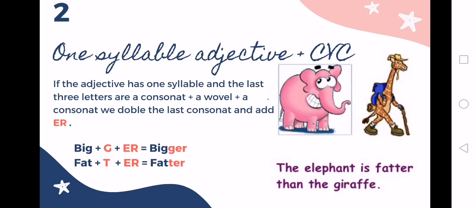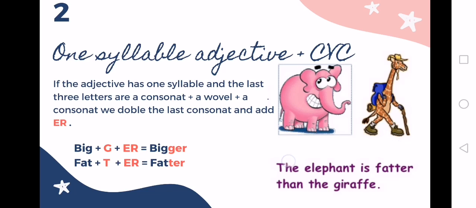Then, number two, one syllable adjective, but this time the last three letters are consonant, vowel, consonant. If we follow those two rules, the first one is that it has to be a one syllable adjective, and the second one, the last three letters are a consonant, a vowel, and a consonant, what do we need to do? We need to double the last consonant. For example, big, we say bigger, fat, fatter, and we double the last consonant, like in the examples. For example, here we have the elephant is fatter than the giraffe.